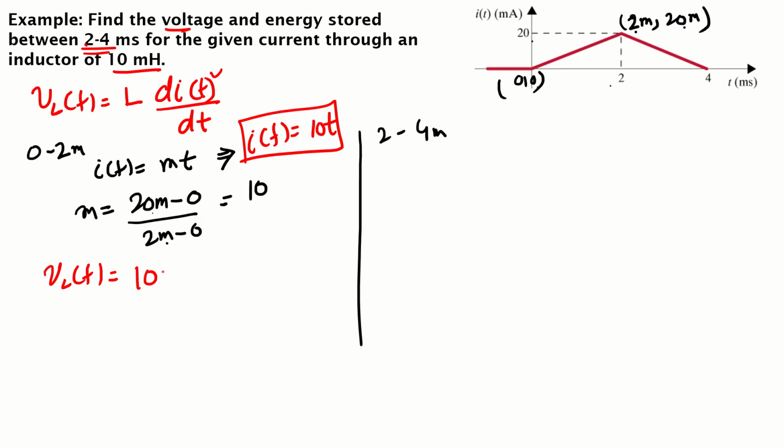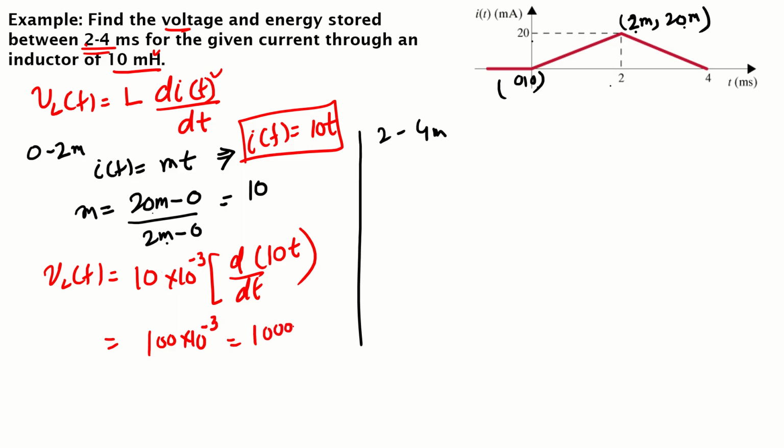If this is the current, what will be the voltage? L is 10 millihenry, times the derivative of current. The current is 10t. The derivative of 10t: 10 is a constant and goes outside, so 10 times 10 becomes 100 milli, and the derivative of t is 1. So simply 100 millivolt. That is the voltage drop for this case.